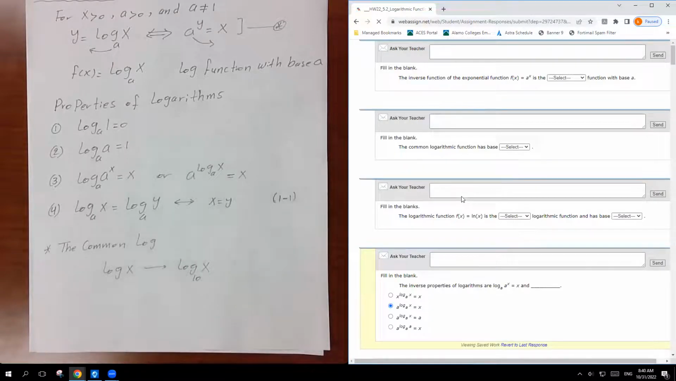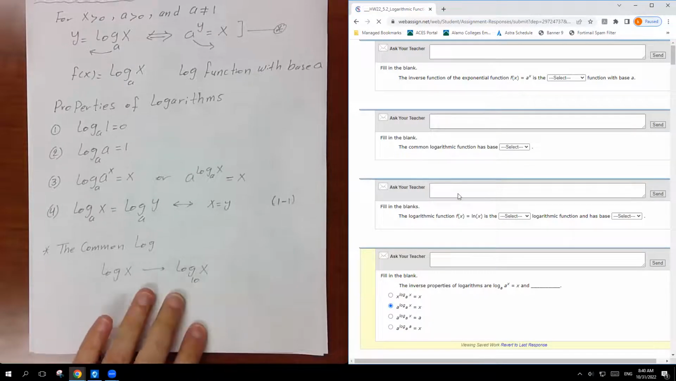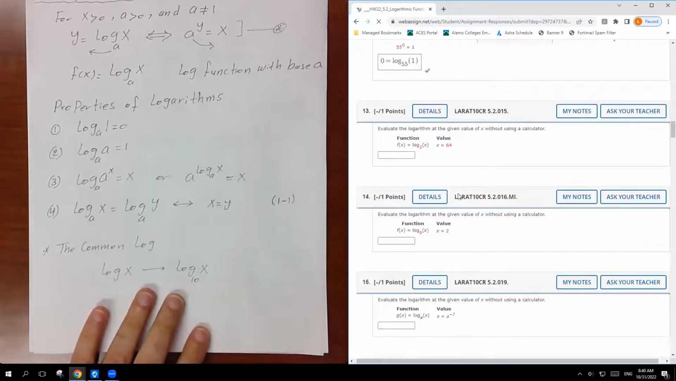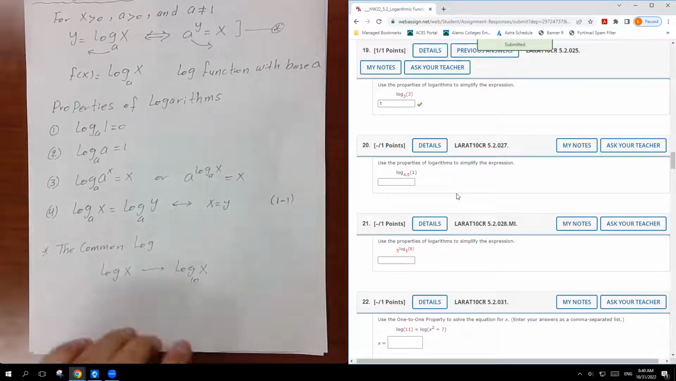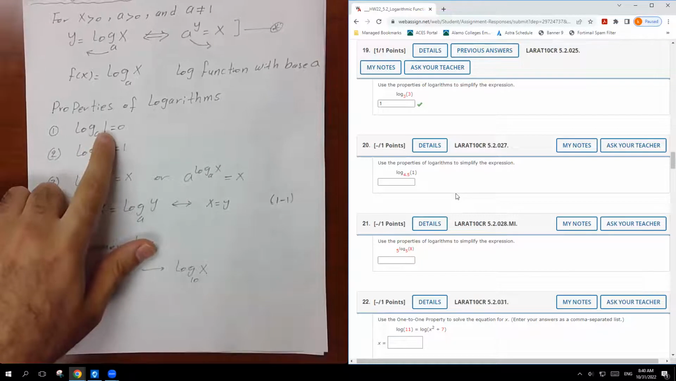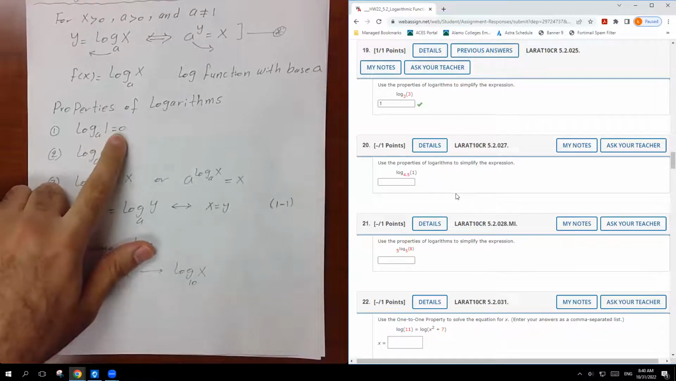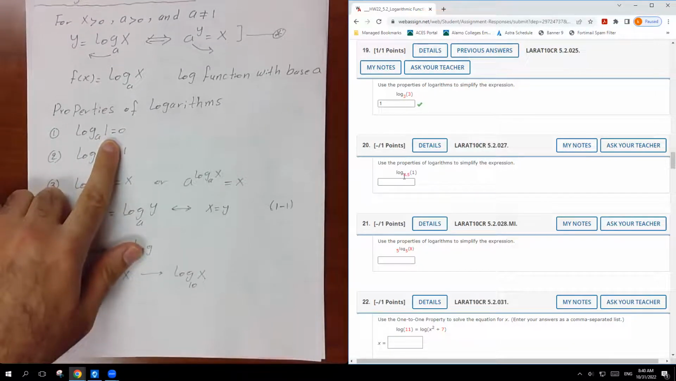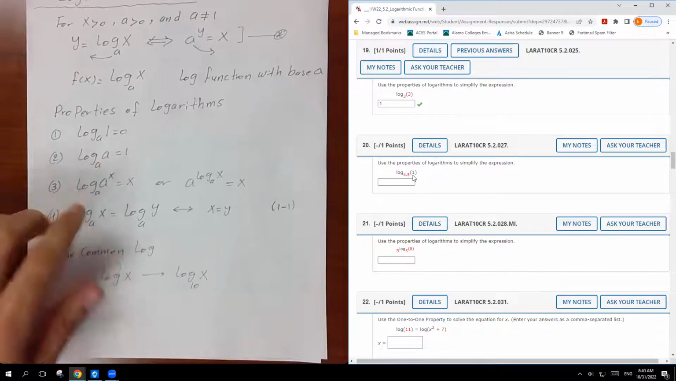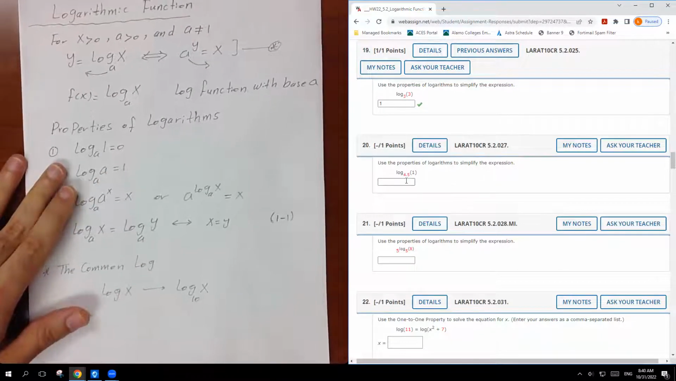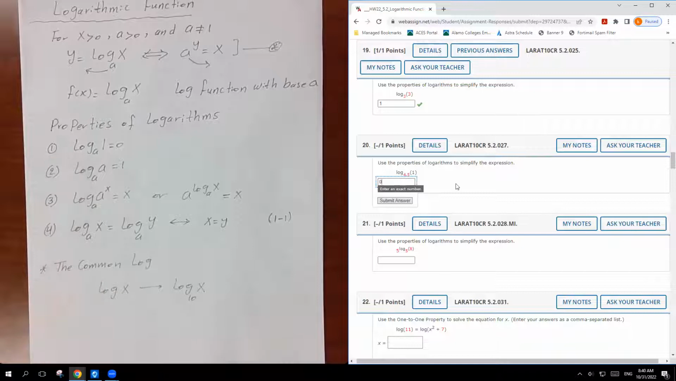If you look to 20, I told you log to any base of 1 equals 0. So log to base 4.5 of 1, always the result is going to be equal 0. So I'm just using the properties.